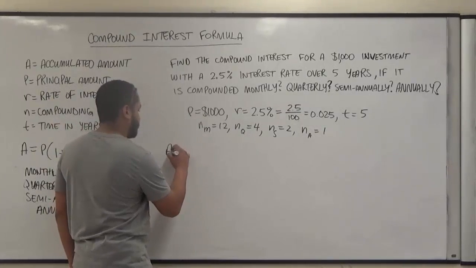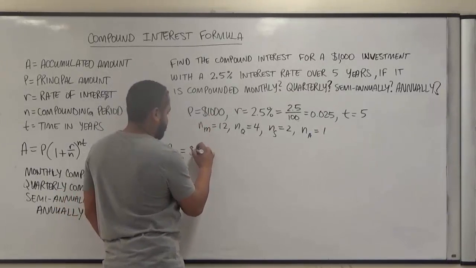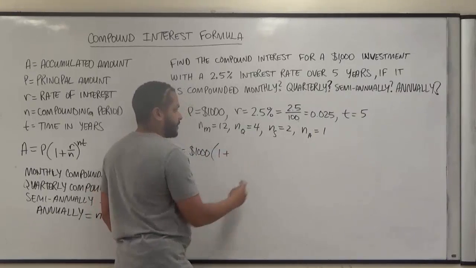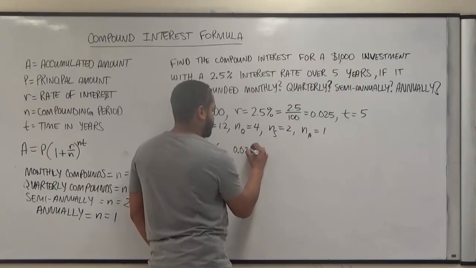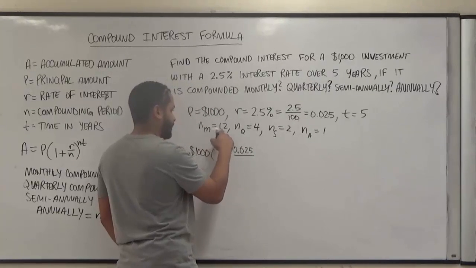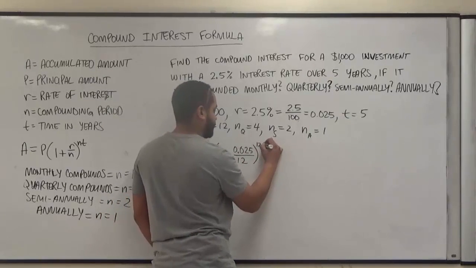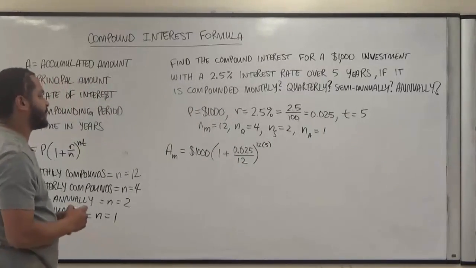So our first one would be the monthly. So A of M would be the principal, which is just $1,000, times 1 plus the rate of interest, we see here 0.025, over our number of compounds, of course, for N of M is 12. And here we're going to have 12 times 5. And what we want to do is we want to resolve these things.